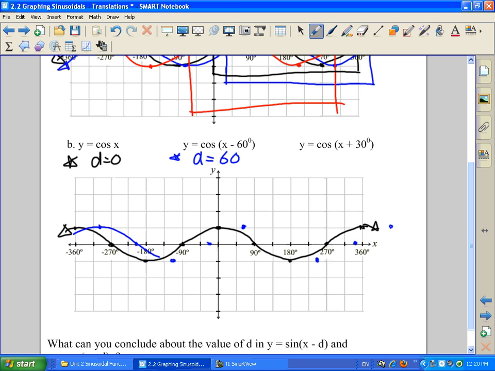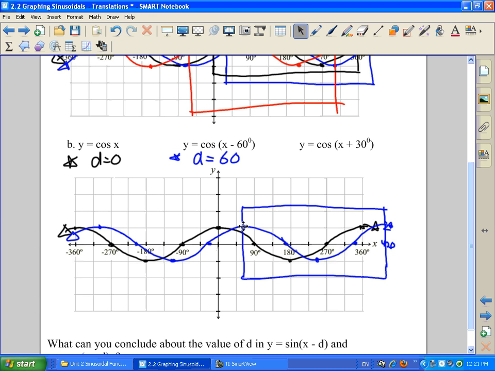So again, draw a nice smooth curve. And again, if we're doing our phase shift, so let's say, where did it start? Right here. Where would it end? A little past here, okay? So it would end at 60 degrees plus 360, so this would be at 420, right? Okay.